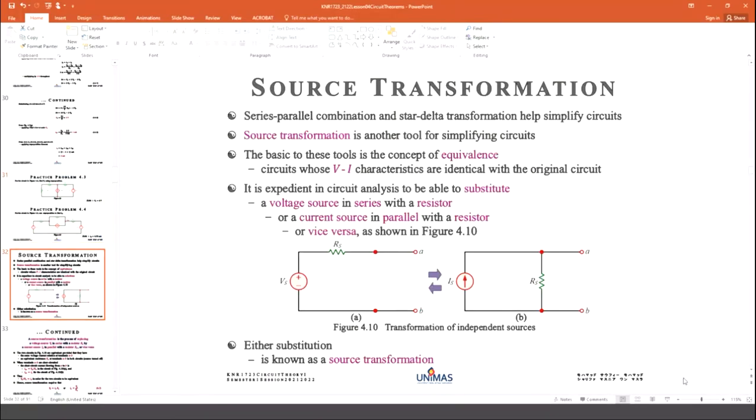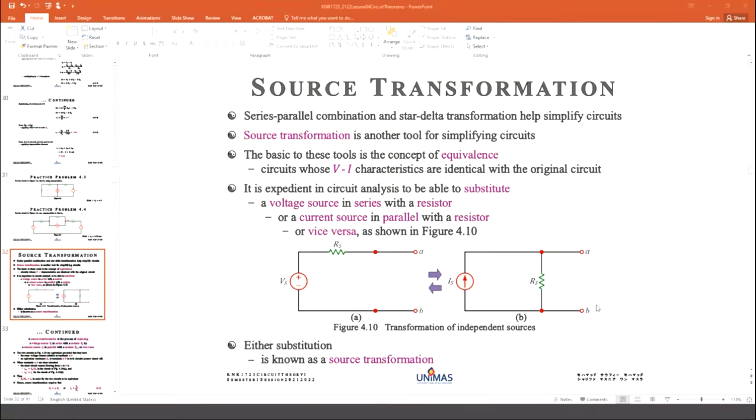Okay, now we go to source transformation. So what does the source transformation do? From the word, you know that you have a source, you can transform it to another source. So the only sources that we are dealing with now are current source and voltage source, meaning to say that you can transform the current source into the voltage source or vice versa, voltage source into current source.